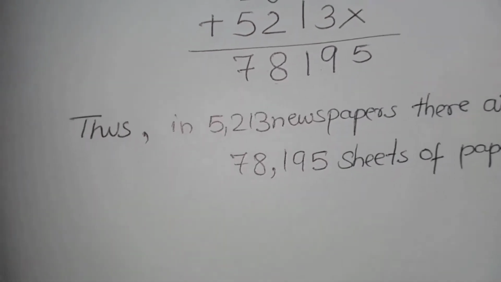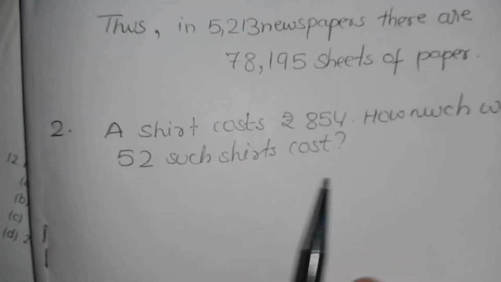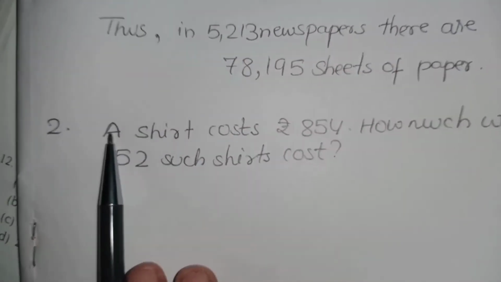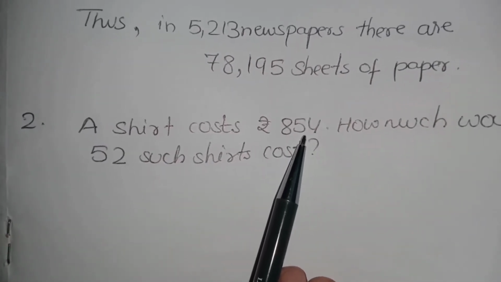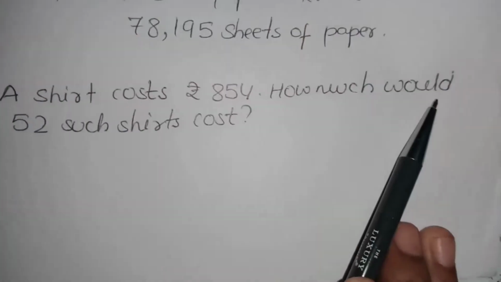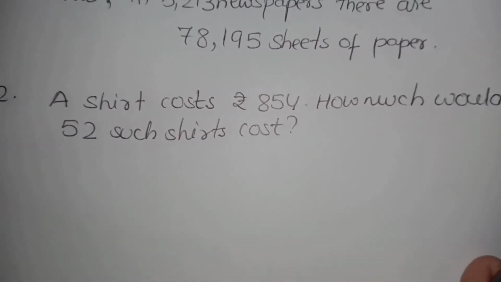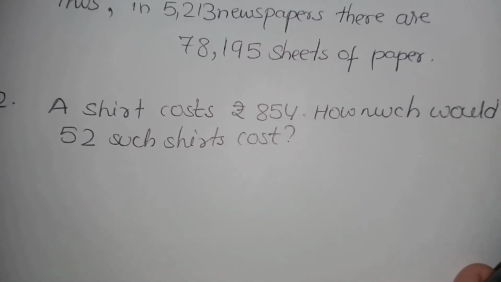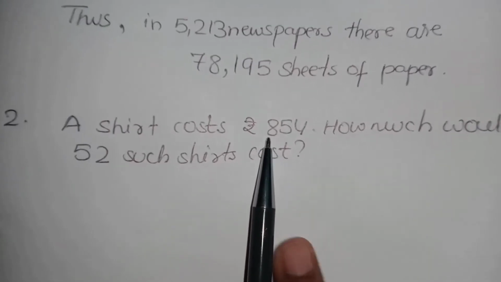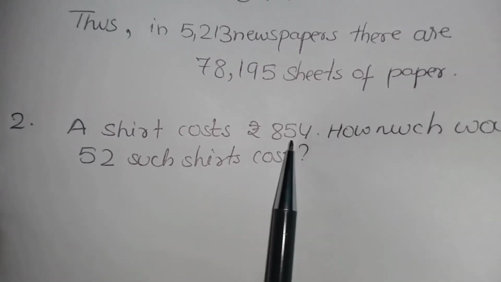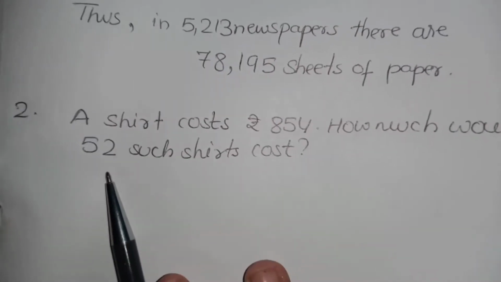Now let's do question number 2. A shirt costs rupees 854. How much would 52 such shirts cost? Here the cost of one shirt is given, and that cost of one shirt is 854. They are asking the cost of 52 shirts.